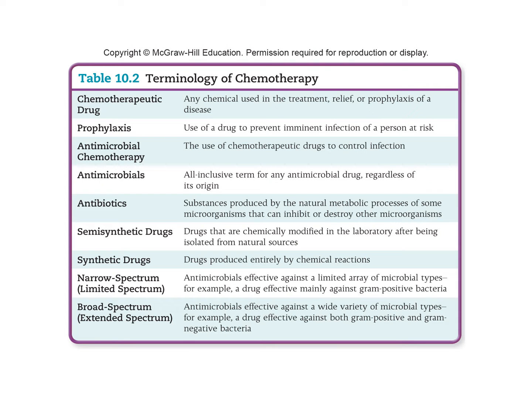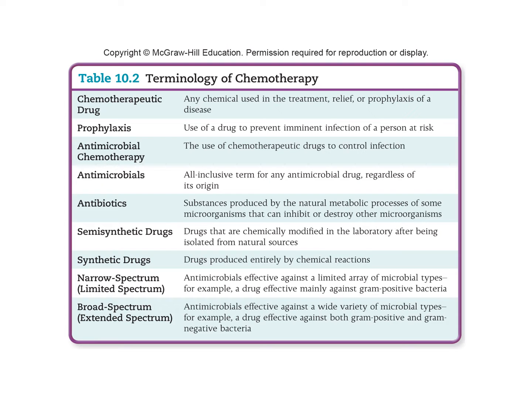So the terminology of chemotherapy. This is a little helpful as far as the term chemotherapy being in the name. A chemotherapeutic drug is any chemical used in the treatment, relief, or prophylaxis of a disease. Prophylaxis is the use of a drug to prevent imminent infection of a person at risk. So this is a situation where a person doesn't have the disease, but they're at great risk for the disease. The patient has risk factors for this particular disease. They're of this age, they're this weight, they're this gender. So it's risk factors, but it's not actually them having the disease.